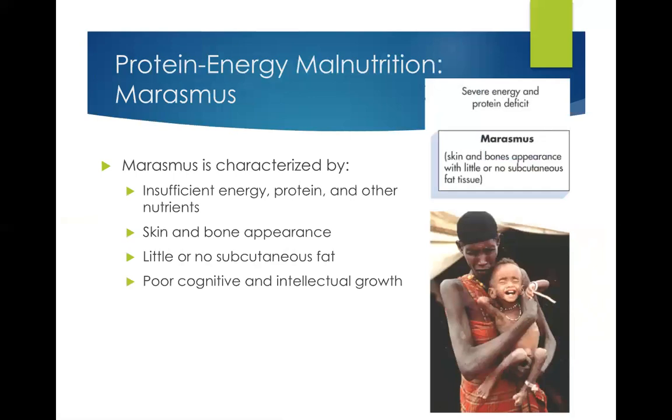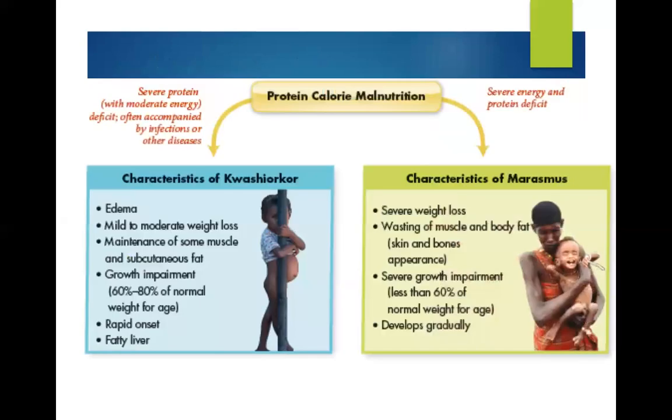And if caught early enough, this also can be fixed, but sometimes there's long-term deficits, for example, stunting of growth or stunting of cognitive development. This is a chart that compares the two.